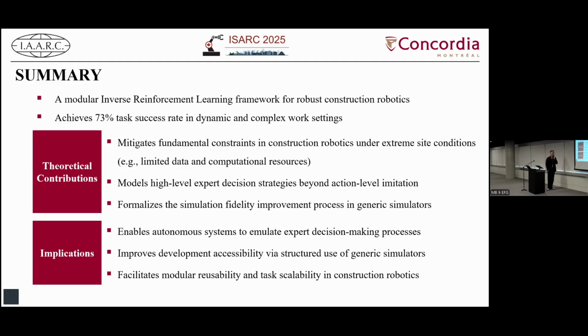Theoretically, it mitigates fundamental constraints like limited data and computational resources, which are the limitations of extreme work settings, and it models high-level expert decision strategies and formalizes the simulator fidelity improvement for generic simulators. And then practically, it enables autonomous systems to emulate expert decision making, and we expect that it improves development accessibility for generic simulators and facilitates modular reusability and scalability for future construction robotics.